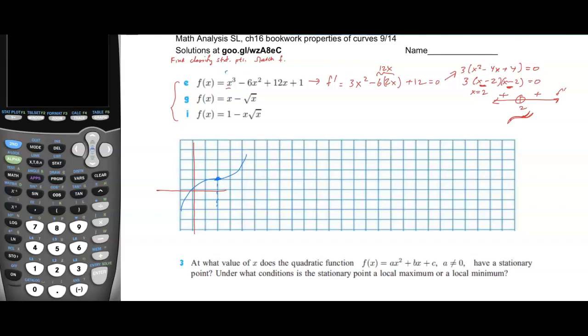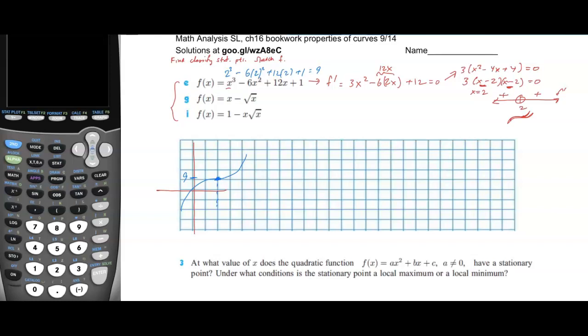If I do, it will be 2 cubed minus 6 times 2 squared plus 12 times 2 plus 1. So that would be 8 minus 24, which would be negative 16, plus 24, which would be 8 again, plus 1 equals 9. So the height of this function's inflection point would be 9.